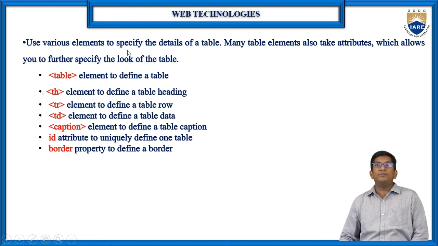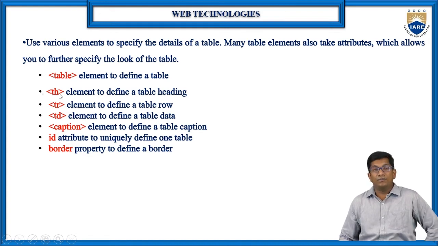So users use various elements to specify the details of a table. Many table elements take attributes which allow you to further specify the look of the table. Some of the table elements are: the table element to define a table, the starting and ending tag. In between that, th element to define a table heading. Tr element to define a table row. Td element to define table data. Caption element to define a table caption. ID, that is the name of the table. You can use a number of tables in your web page, so if you want to identify each table, then you have to use ID. Border property to define a border.